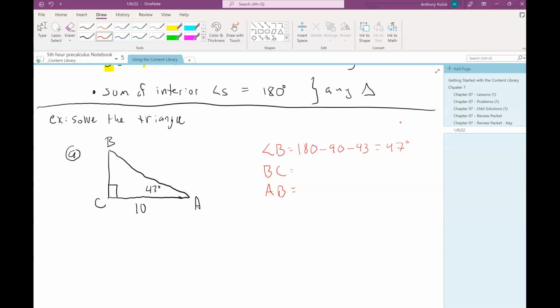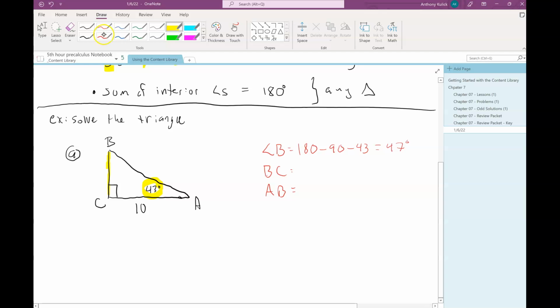Now let's figure out side BC. So the first thing I'm going to do is I'm going to pick one of the two non-right angles to use to find this side BC. Does it matter which angle I pick? No, but the work is different depending on which angle you choose. For the sake of argument, let's choose the 43 degrees. We could certainly have used the 47, but doesn't matter.